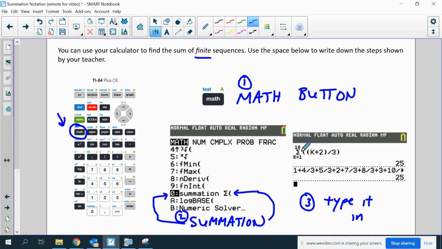So for example, k equals 1 to 10 of k plus 2 over 3, I would have 25. Also notice if I typed it all in, 3 over 3, 4 over 3, 5 over 3, 6 over 3, 7 over 3, 8 over 3, 9 over 3, and so on all the way until I got to 12 over 3, I would also get 25. So it's way easier to just use the summation notation.